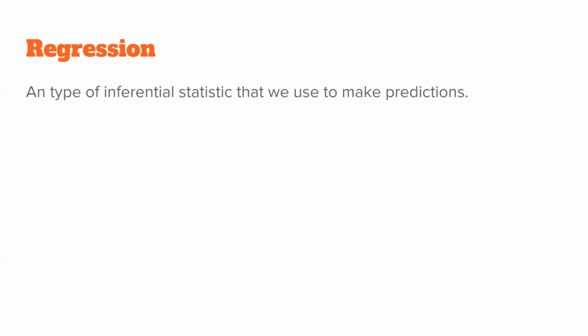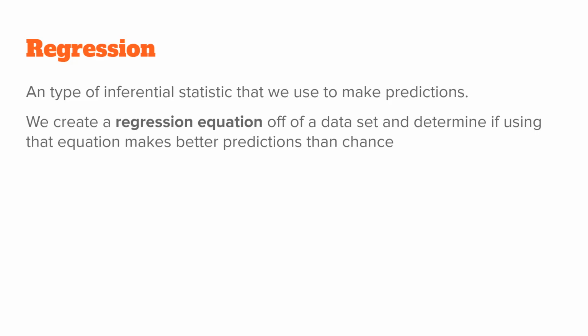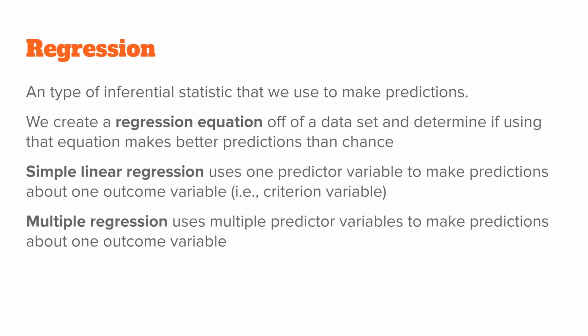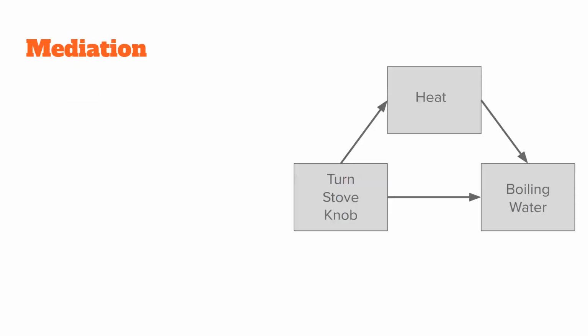Regression, then, is a type of inferential statistic that we use to make predictions. We create a regression equation off of a data set and determine if that equation makes better predictions than chance. So simple linear regression, which might be an analysis that you learned in your statistics course, uses one predictor variable to make predictions about one outcome variable. Our reading for this week called that a criterion variable. More frequently, we're going to hear outcome variable when we're out in the real world. Multiple regression then uses multiple predictor variables to make predictions about one outcome variable.